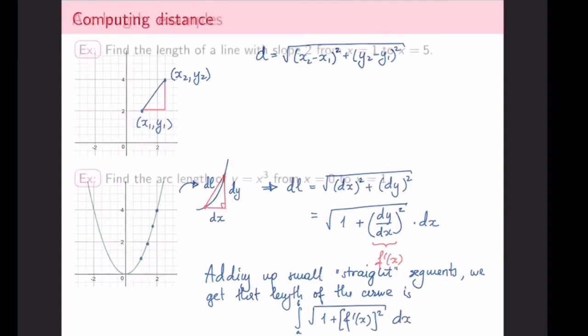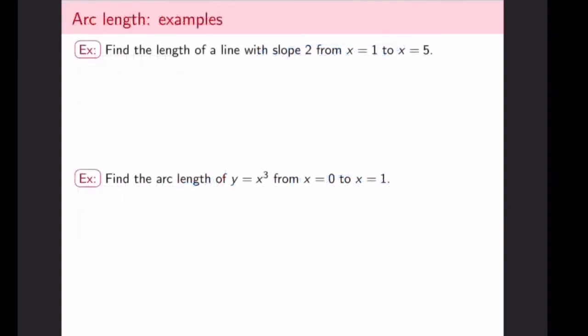dx. Let's now see how this formula works in practice. So once again, let me just rewrite the formula here. So it's between A and B, the 2 points you're computing the distance in between, 1 plus the derivative of my function squared dx. Okay, so for the first example here, I would like to find the length of a line with slope 2 from 1 to 5.